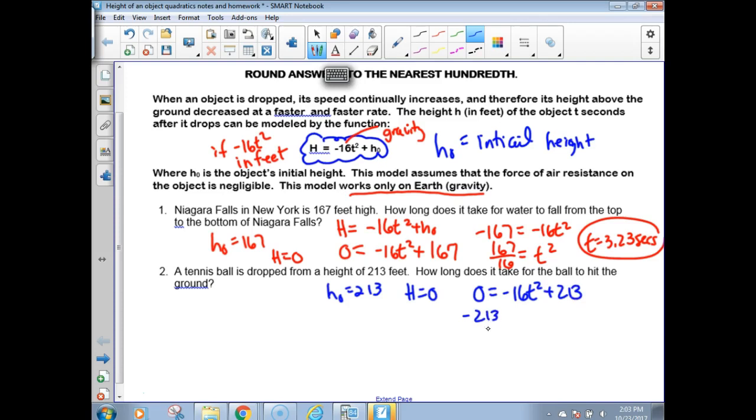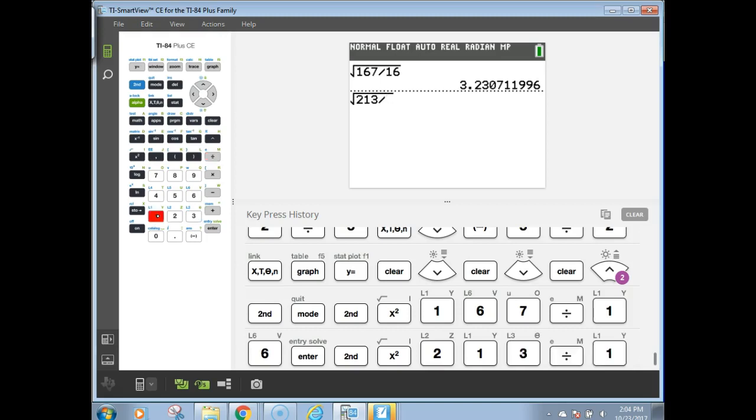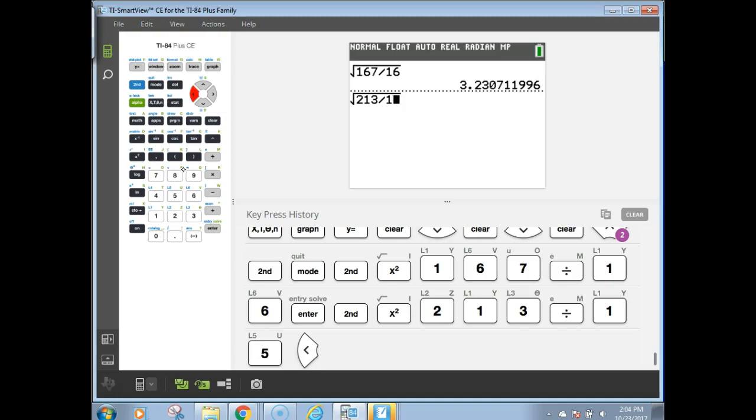So we'll subtract 213, divide by negative 16, and we'll take the square root. Now, I'm ignoring the negative answer because, why? You don't have negative time. Yep, good job. So the square root of 213 over 16. Got 3.65 seconds.